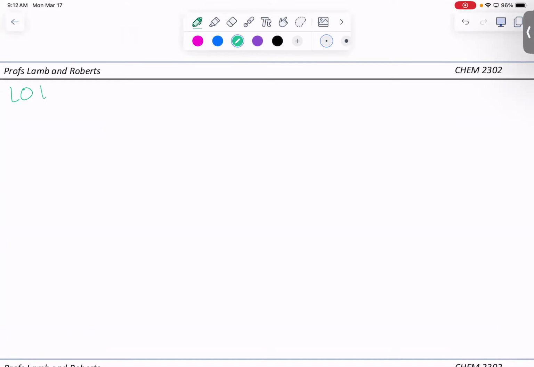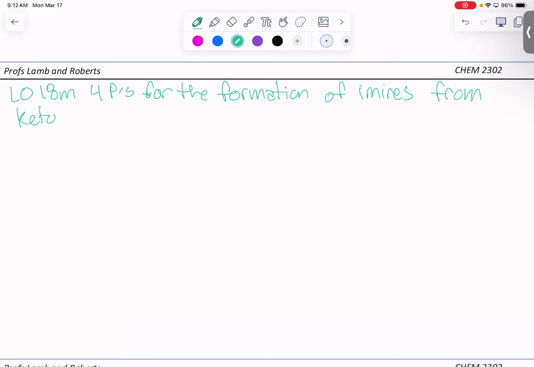This is learning objective 18M. This is going to be the 4 P's for the formation of imines. We can form these from ketones or aldehydes, and very specifically, primary amines. We can also say 1 with a degree symbol for primary amines. This is in chapter 18.10.